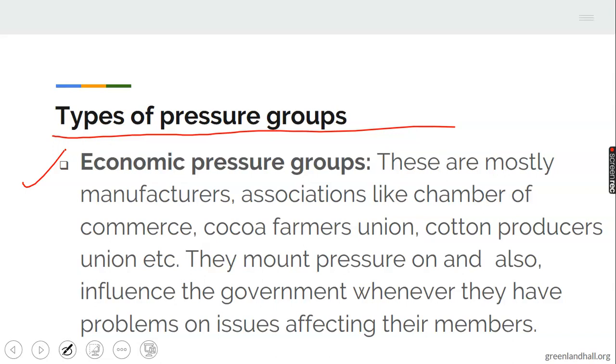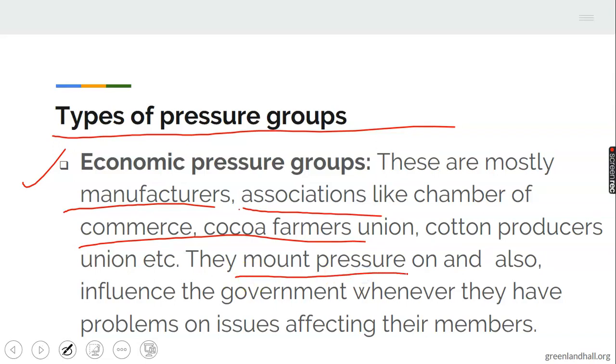These are mostly manufacturers, that is, manufacturers of one thing or the other. Associations like Chamber of Commerce, Cocoa Farmers Union, Cotton Producers Union, to mention but a few. They mount pressure on and also influence the government whenever they have problems on issues affecting their members. So these are the categories under this type.